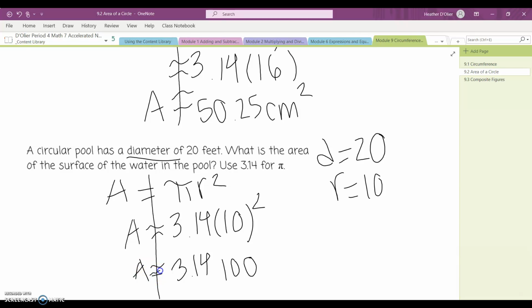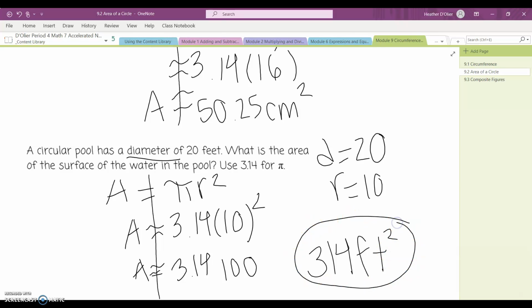Oop, that's a different symbol. There we go. So 3.14 times 100: when I multiply by a 10, I just move the decimal that many spaces. So by 100, 2 spaces, this is approximately 314 feet squared for the area of that pool.